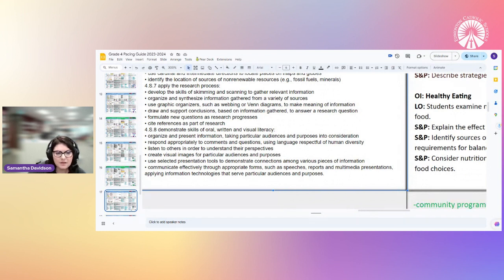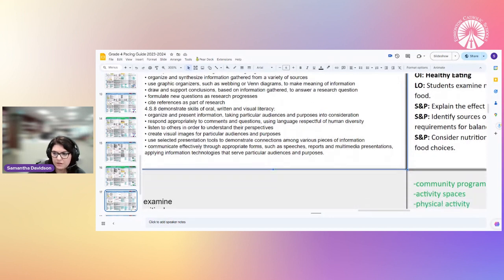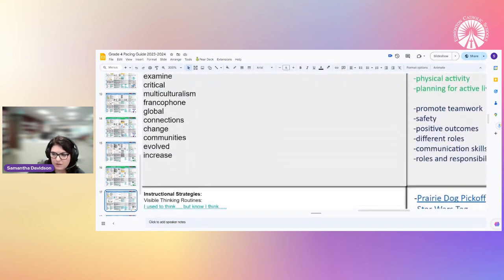We want our students to start drawing conclusions. So we're not telling them what happened or what the cause and effect is. We want them to draw those and support their own conclusions based on their research. And then finally, demonstrating those skills of oral, written, and visual literacy are going to continue to be important.